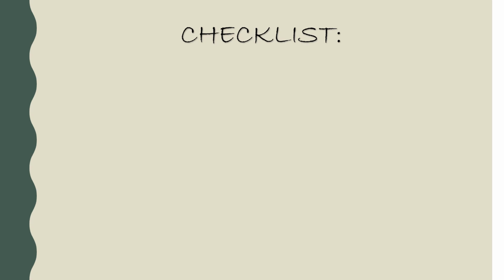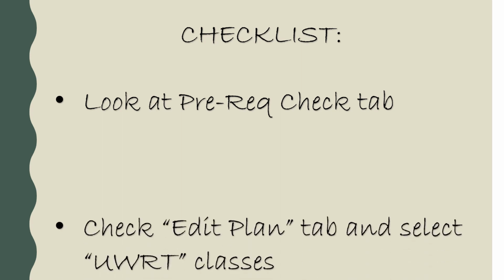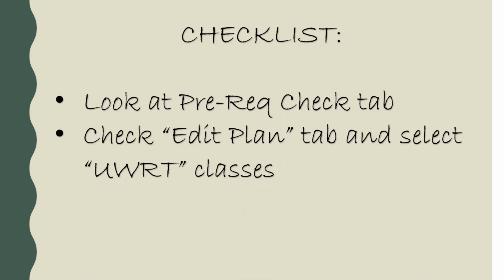So your last checklist that you want to think about here as you're filling out the degree planner is look at the prereq check tab before you submit. This will flag any classes that you've planned in the incorrect order, and then you can go in and check and make sure that everything is correct. You'll also want to check the Edit Plan tab and make sure that you've clicked the box next to your Writing Intensive courses and selected UWRT, which stands for Writing Intensive. For this degree, this is going to be for AGEC 117 and AGEC 429.